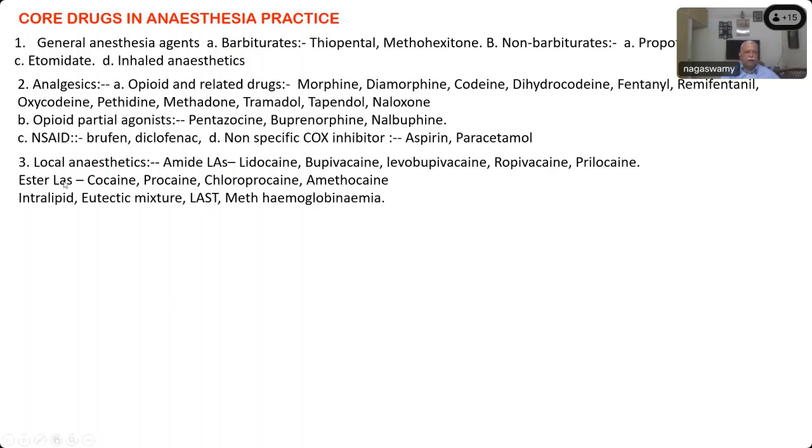Okay. Then coming to local anesthetics, how are local anesthetics classified? Amide linked or ester linked. Here I have written amide linked local anesthetics and ester linked local anesthetics. Examples of amide linked are lidocaine, bupivacaine, levobupivacaine. What is the question about levobupivacaine? Why has levobupivacaine been introduced instead of bupivacaine now?